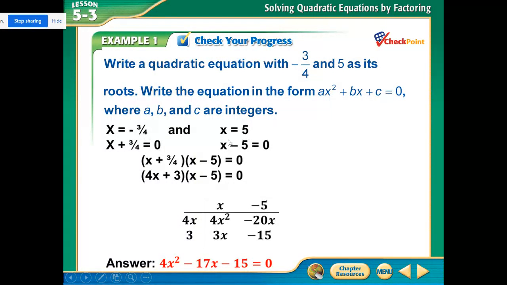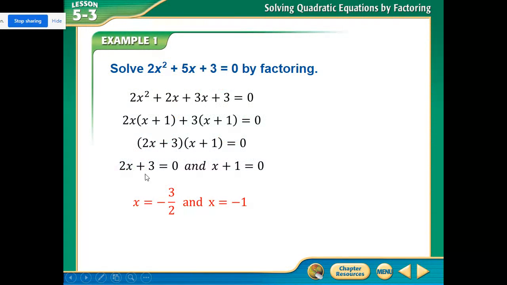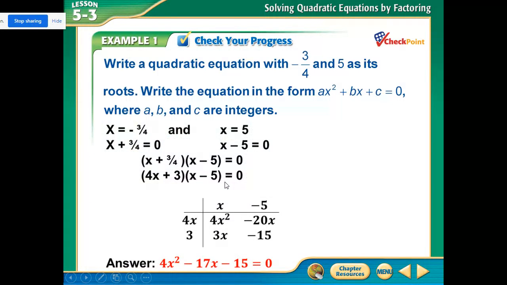Well, remember what we do, if I go backwards here, to get the answer, to go up a step, I'm going to move this over so that both equal 0. So how do I make it equal to 0? I move it over. So x plus 3/4 equals 0, and x minus 5 equals 0. And then I put them together, so x plus 3/4 times x minus 5.